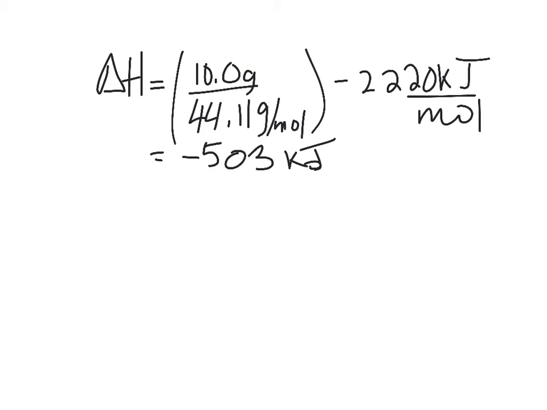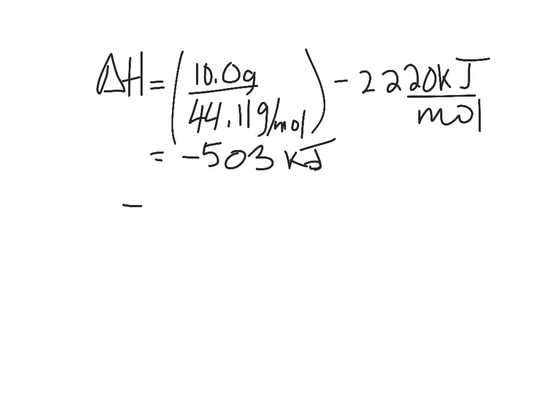Where are we multiplying the brackets by? What number do you get? If you take the mass divided by the molar mass, what are your units? Moles. Delta H is moles times the molar enthalpy. Okay, so you do that multiplied by a negative. Yep.